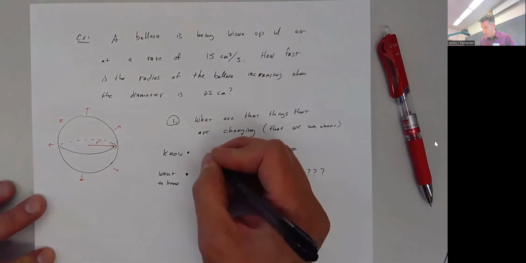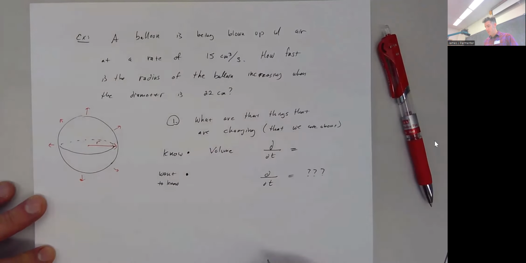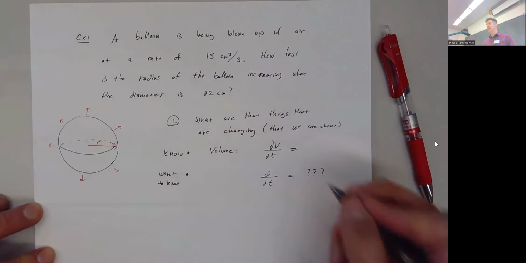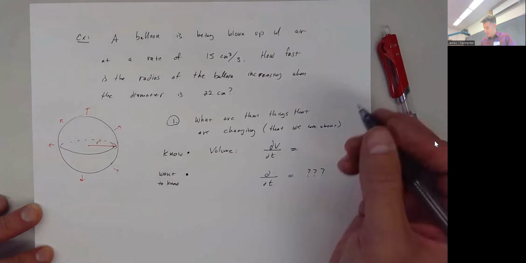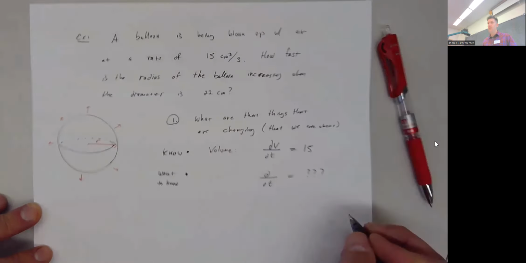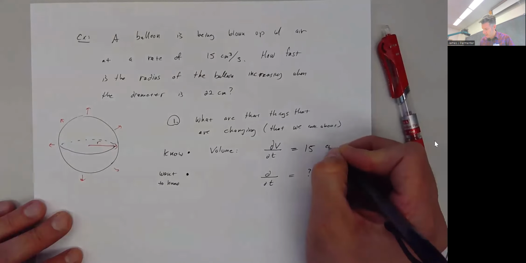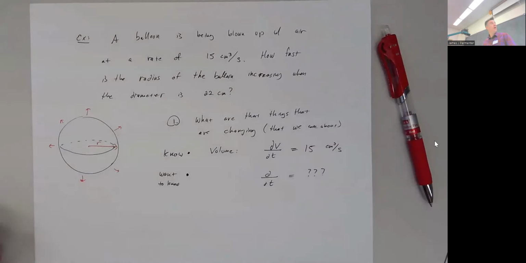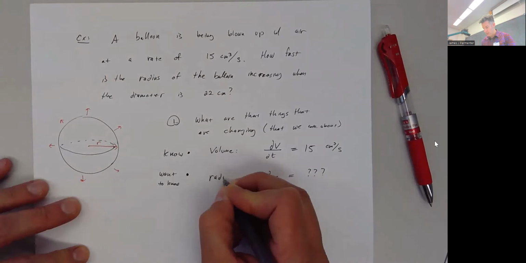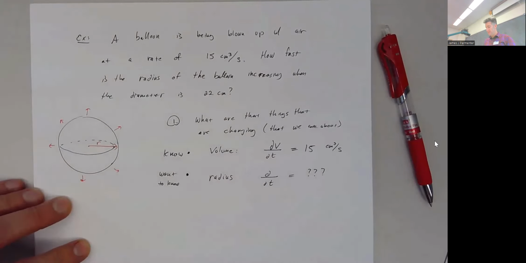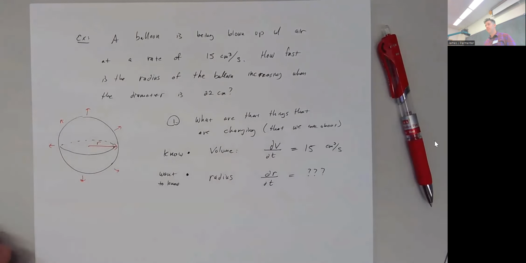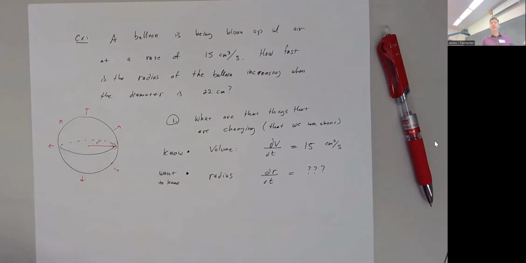So we know that volume is changing in some way. And we're going to write dV/dt is equal to the rate of change that was given, 15. I don't really want to write the units on there, but you can: cubic centimeters per second. Great. And then they're asking us how the radius of the balloon is changing. So we want to know how the radius is changing. So we're trying to find dr/dt.